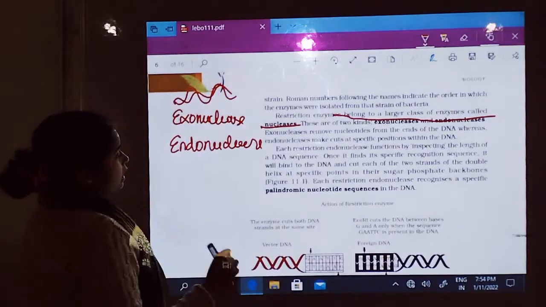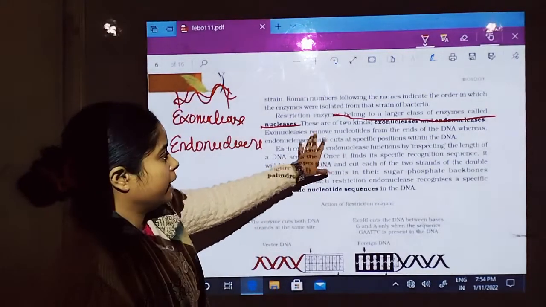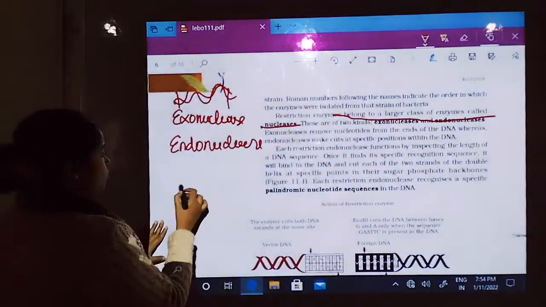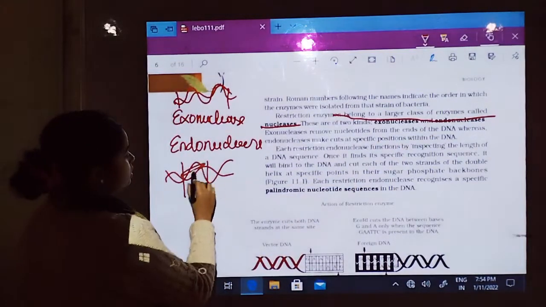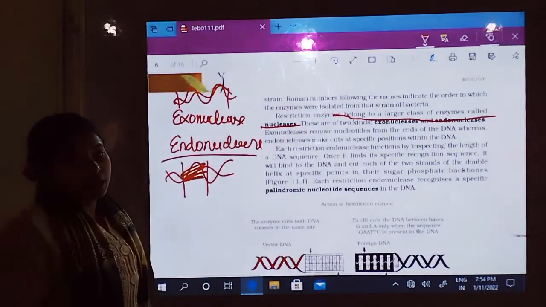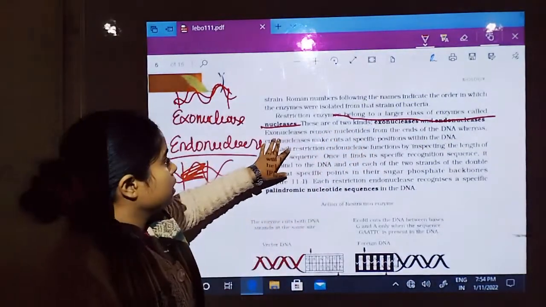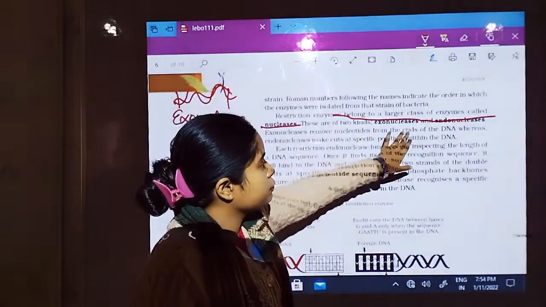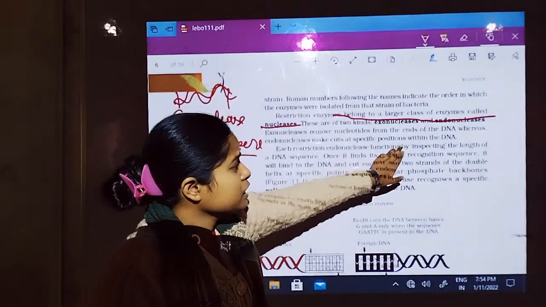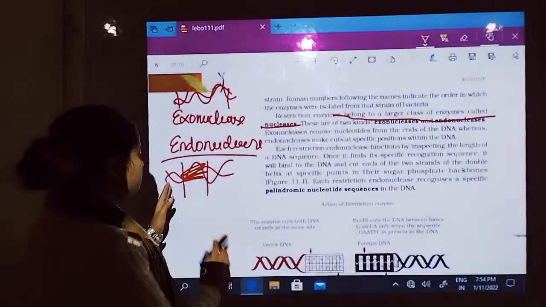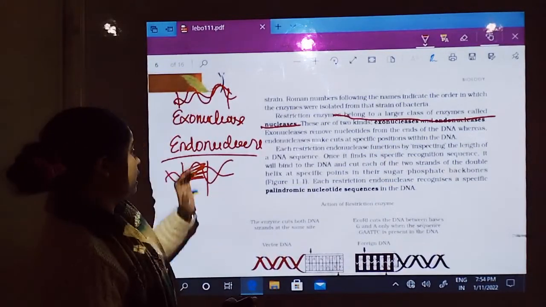What do the exonucleases actually do? They cut the terminal end of DNA, whereas the endonucleases cut the middle region, in between the strand of DNA. So exonucleases remove nucleotides from the end of DNA, whereas endonucleases cut at a specific position within the DNA, in the middle region, not the terminal end.